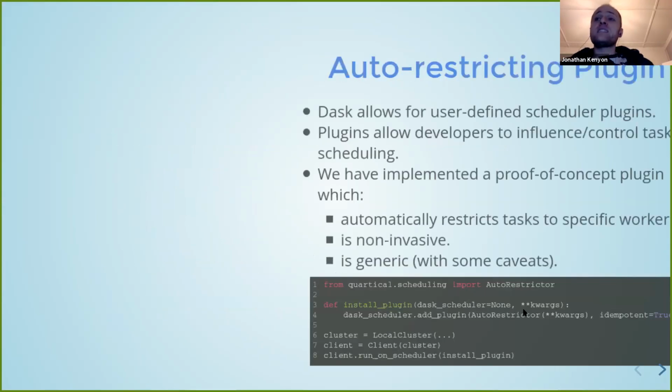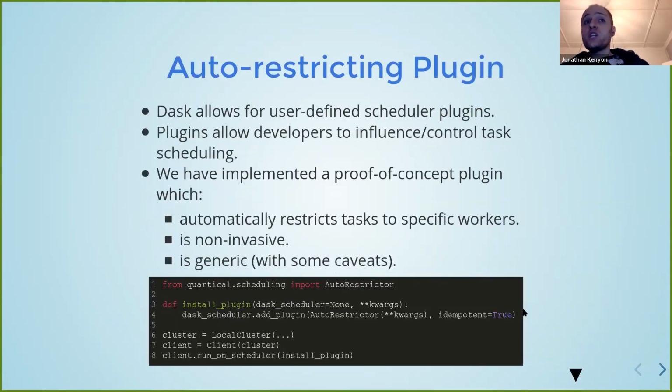So what I have done is I have designed an auto-restricting scheduler plugin. This is a proof of concept. It's not feature complete at this point. Dask allows us to implement user-defined scheduler plugins, which allow developers to influence and control task scheduling by responding to events in the scheduler. And what this does is it automatically restricts tasks to specific workers. It's non-invasive and it's fairly generic.